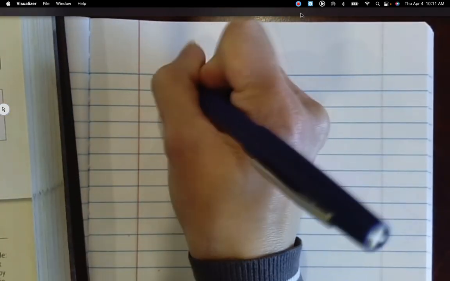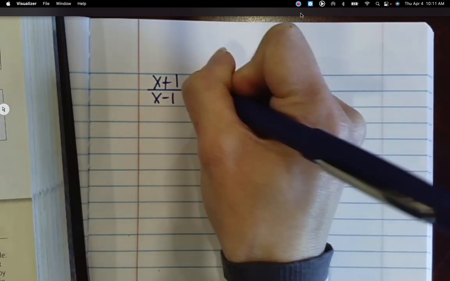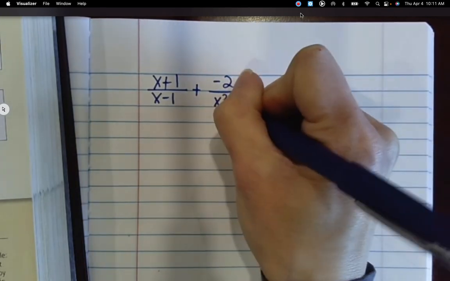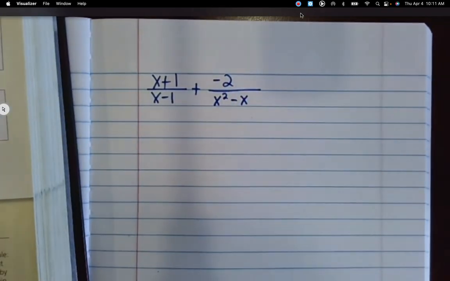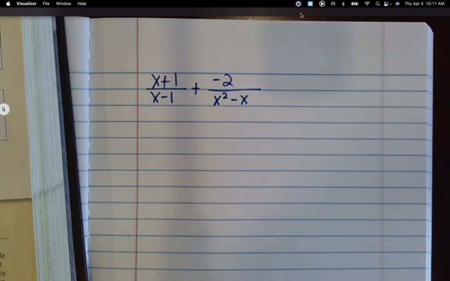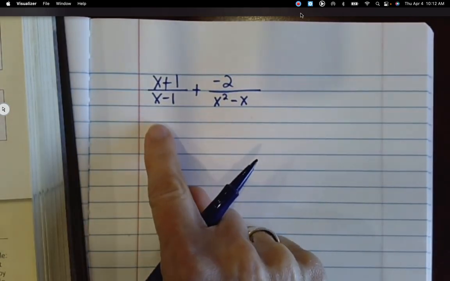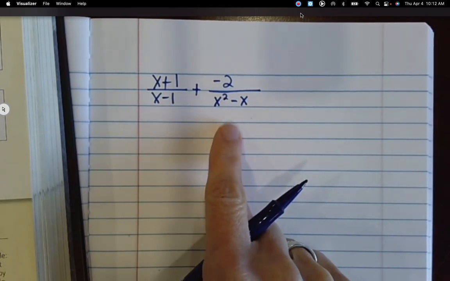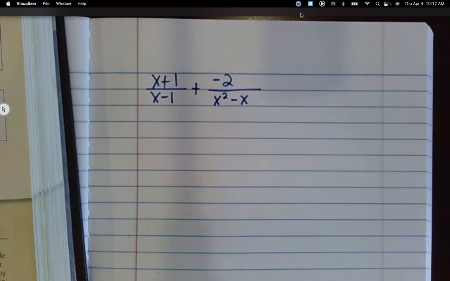The next one, because I'm going to need more paper, I will do this one. I've got x plus 1 over x minus 1 plus negative 2 over x squared minus x. Okay, so all that we need to do is factor the denominator. Since we're adding, we need to see what all the parts are. This one is basic. I can't factor that. This one looks different, but what can I factor out? An x. Yeah, they both have an x.